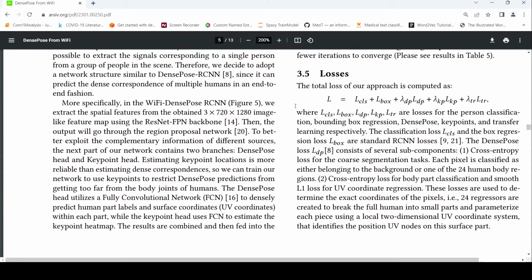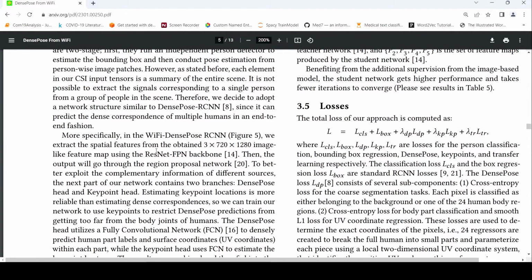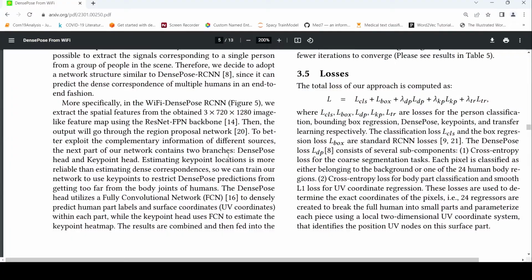Details are given over here. I will not go into the details of that, but the idea is that they have two branches, a DensePose head and a keypoint head. Estimating keypoint locations is more reliable than estimating dense correspondence, so we can train our network to use keypoints to restrict DensePose predictions from getting too far from the body joints of humans.